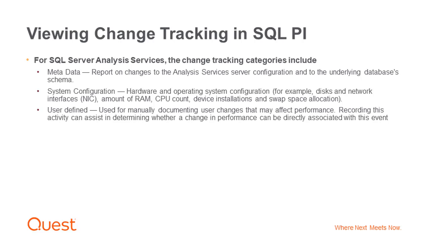For SQL Server Analysis Services, the change tracking categories include metadata, report on changes to the analysis services server configuration and to the underlying database's schema. System configuration, hardware and operating system configuration, for example, disks and network interfaces, NICs, amount of RAM, CPU count, device installations, and swap space allocation. User defined, used for manually documenting user changes that may affect performance. Recording this activity can assist in determining whether a change in performance can be directly associated with this event.